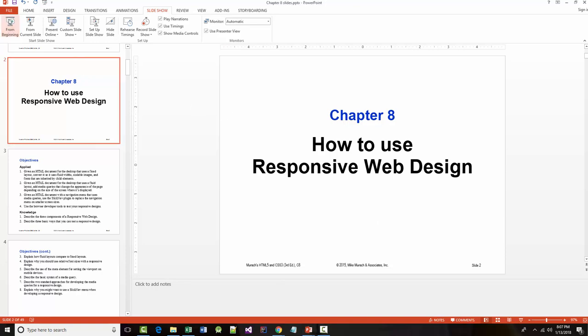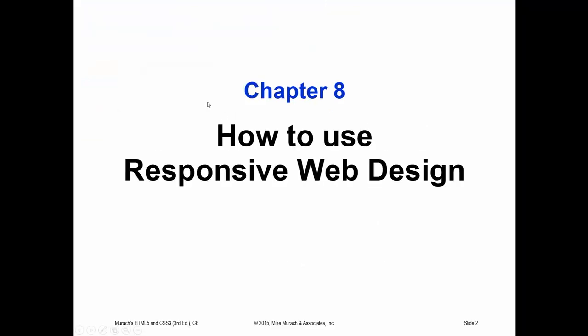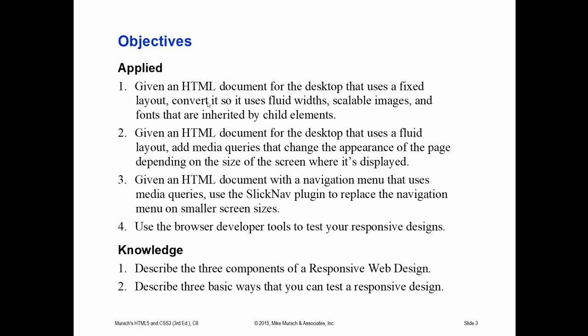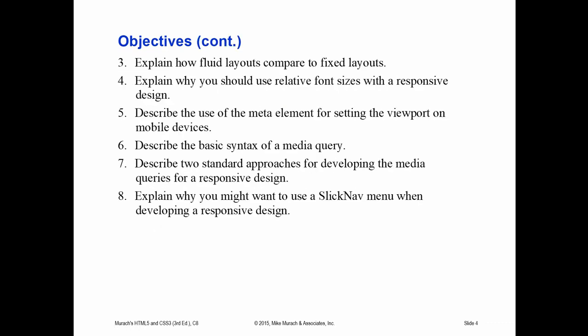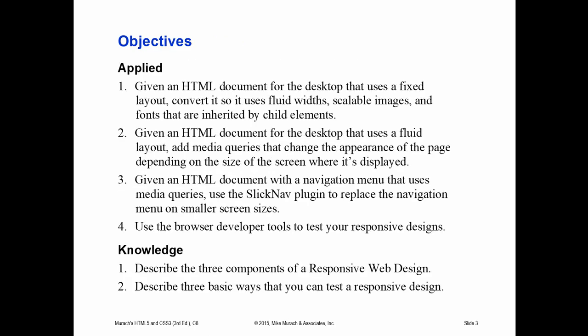And Chapter 8, as you can see, is on responsive web design, and we have 4 applied objectives and 8 knowledge objectives. Given an HTML document for the desktop that uses fixed layout, convert it so that it uses fluid width scalable images and fonts that are inherited by child elements. Given an HTML document for the desktop that uses fluid layout, add media queries that change the appearance of the page depending on the size of the screen where it's displayed.